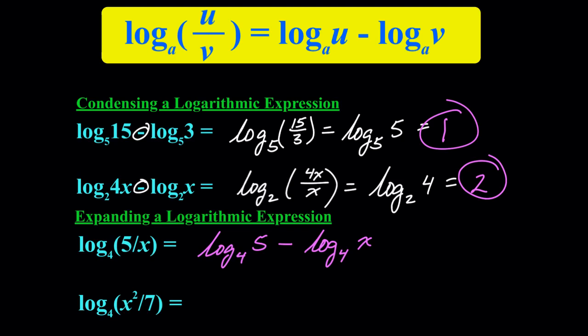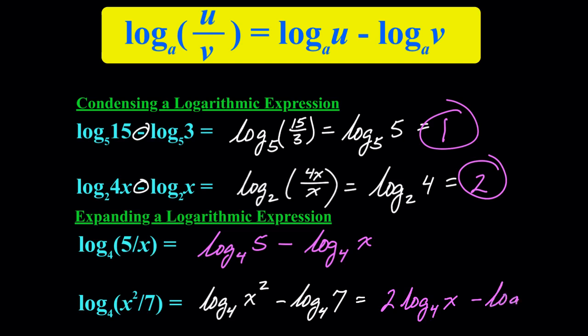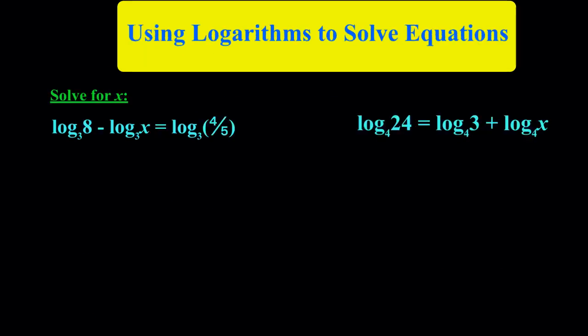All right, so the next one, we'll do the same kind of thing. This becomes log base 4 of x squared minus log base 4 of 7. However, once again, we have an exponent, so we need to bring that exponent to the front to give us the final simplified answer of 2 log base 4 of x minus log base 4 of 7. This is the completely expanded form of that logarithm.